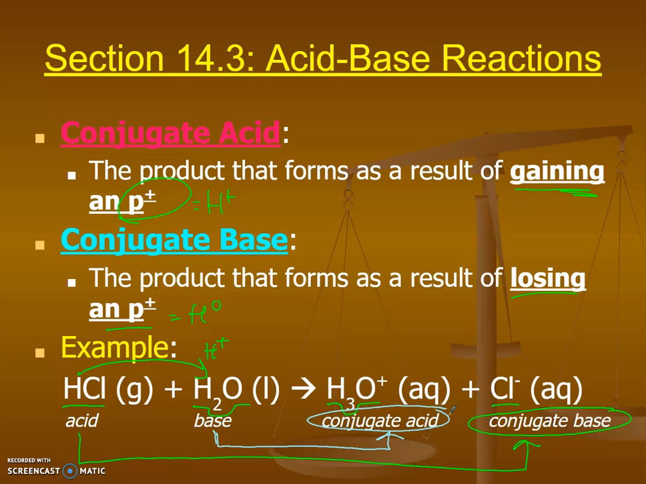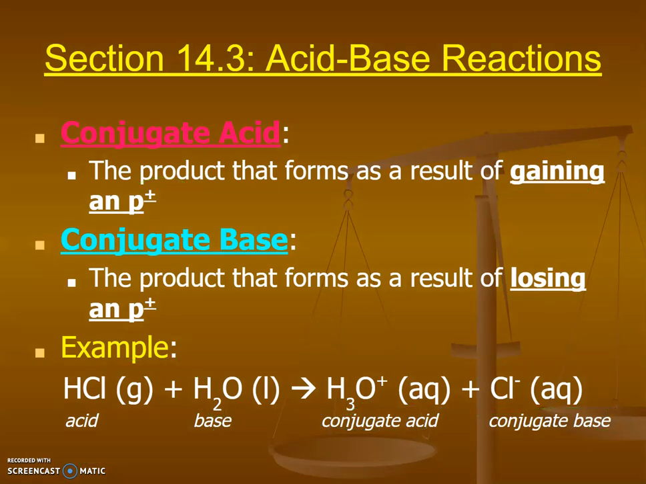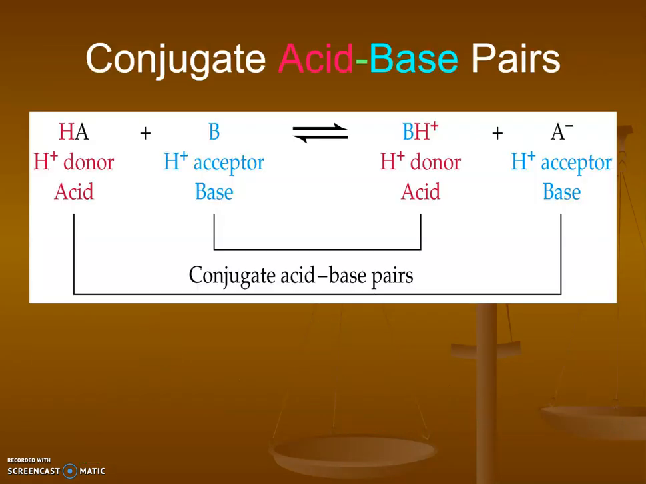So what we can end up seeing is that on the product side, this H3O plus could donate its hydrogen over here, and then this whole reaction could be reversible. And that's where we're going to start to talk about reversible reactions, those two-headed arrows. All right, so a conjugate acid-base pair is going to differ by an H plus.